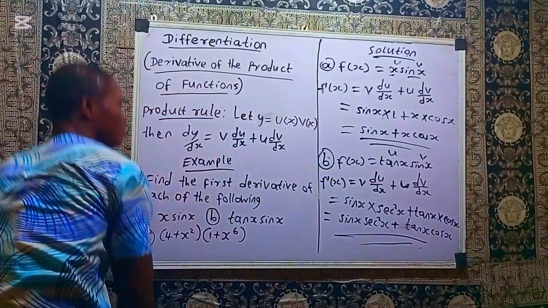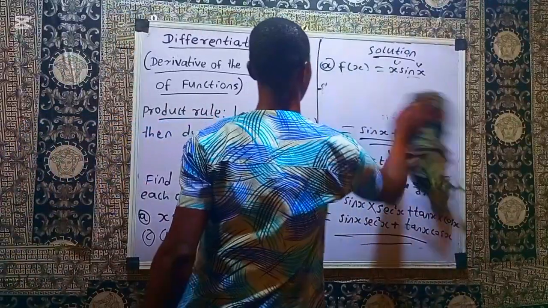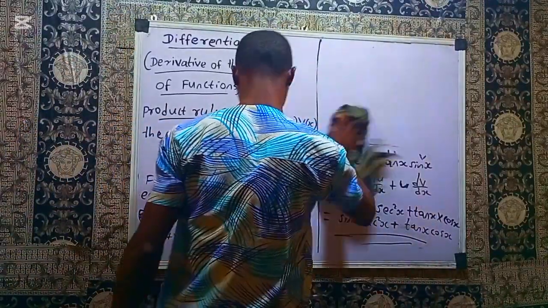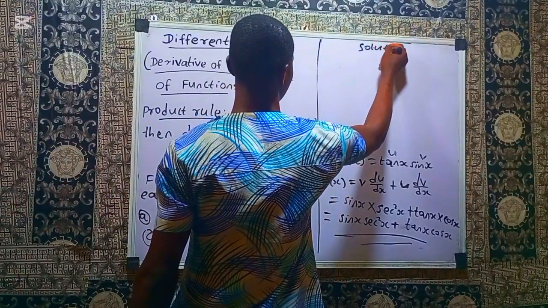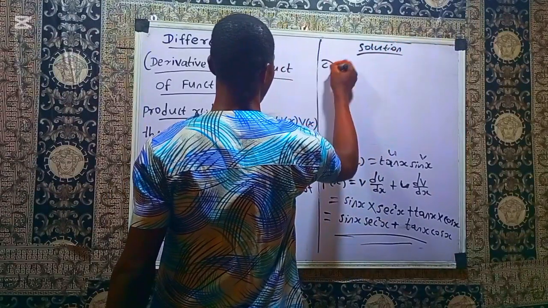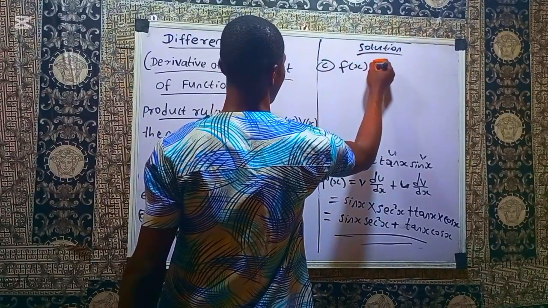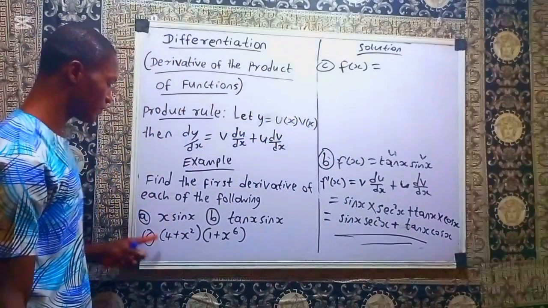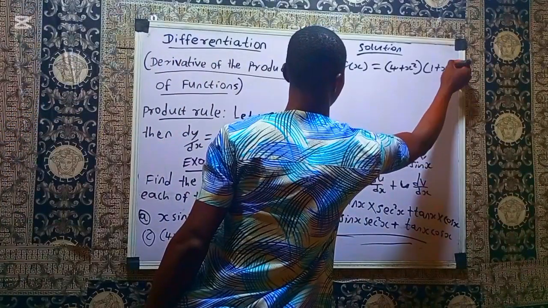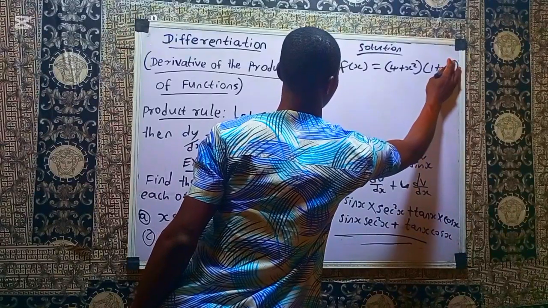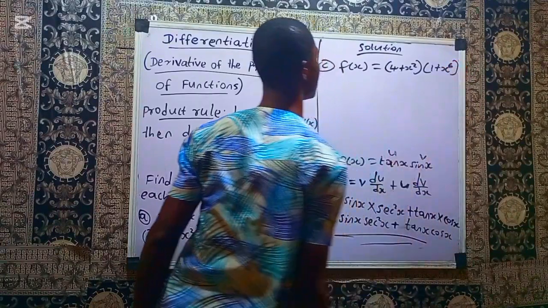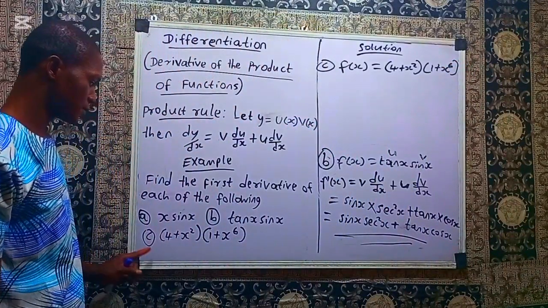We can create space and look at question C. So for the C part, we have that f of x is equal to, let's write down what is given to us. This is the function given to us. I'm calling it f of x. Of course, it's a function of x. So this is the function given to us, right?